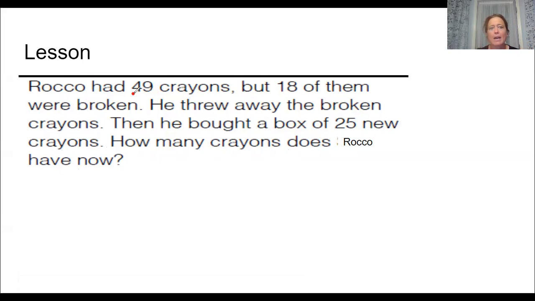All right, so Rocco had 49 crayons, but 18 of them were broken. So he threw them away. So if you're throwing something away, you no longer have it. Then he bought a box of 25 new crayons. So if he bought them, that means he now has them, correct? The question asks, how many crayons does he have now?